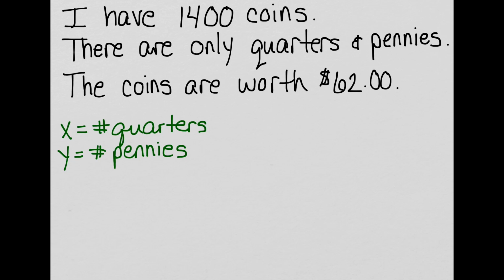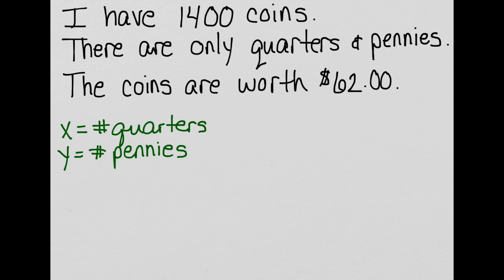Next, we had this little Coinstar video in class. If you're watching this and you weren't in class today, then you didn't get to see the video, so you'll have to take my word for it. We have 1,400 coins total. There are only quarters and pennies in this pile of money, and the coins are all worth $62.